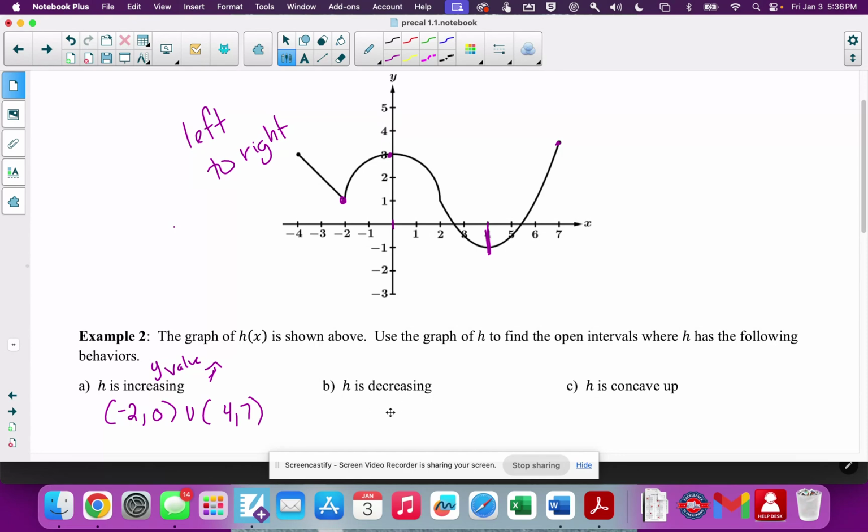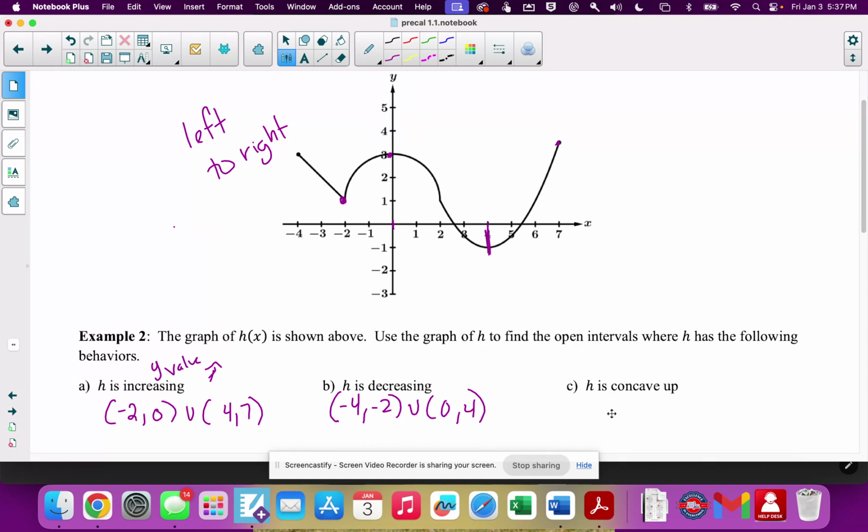Okay, so decreasing. The graph goes from -4 to 7, that's the total domain. It has to be decreasing any of the places where it's not increasing. So it has to be decreasing from -4 to -2, and then again from 0 to 4, because you only have those two choices. It's either going to be increasing or decreasing, unless we throw some flat horizontal lines in there, which again, we'll get to when we start doing piecewise.